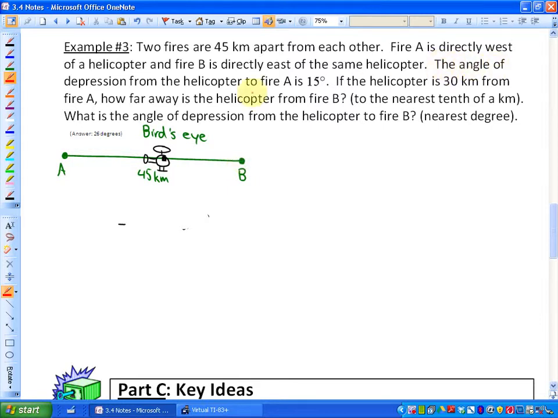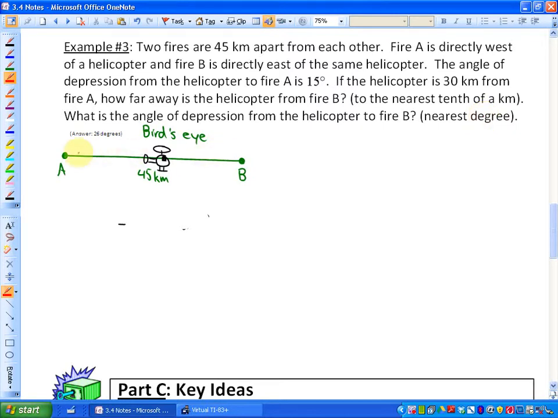It says the angle of depression from the helicopter to fire A is 15 degrees. If the helicopter is 30 kilometers from fire A, how far away is the helicopter from fire B to the nearest tenth of a kilometer? What is the angle of depression from the helicopter to fire B to the nearest degree? So we actually have two questions to answer.